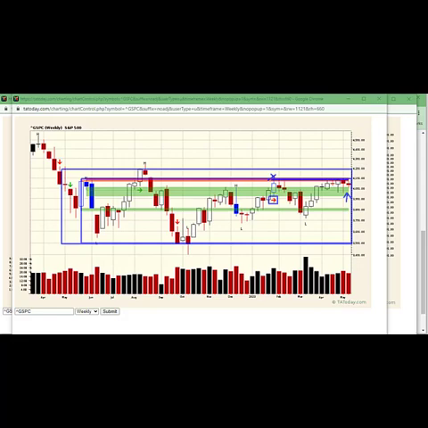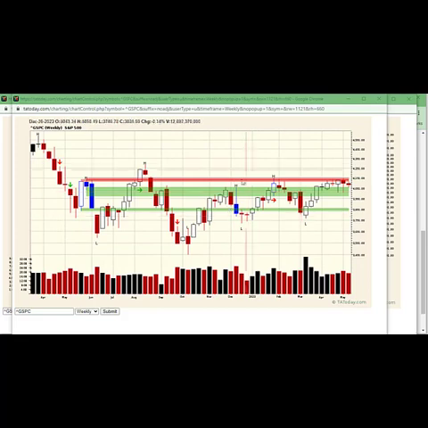And I've been talking actually to members about a pop and a drop. In other words, you pop over this, you blow off a bunch of stops, and then you drop right back down in there. But leaving all that aside, right now the trend is sideways.